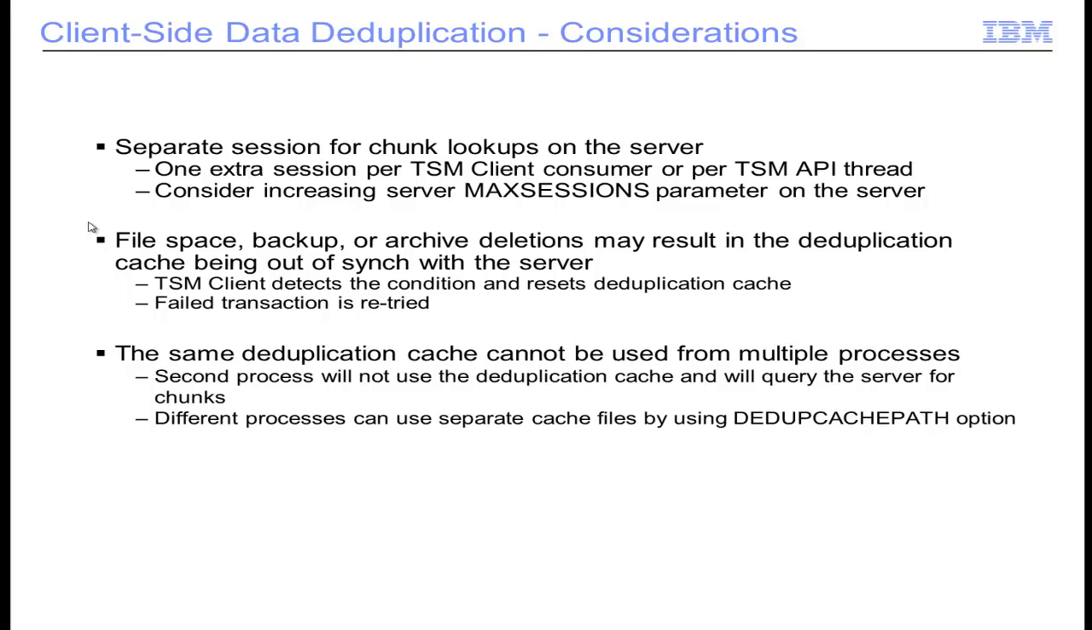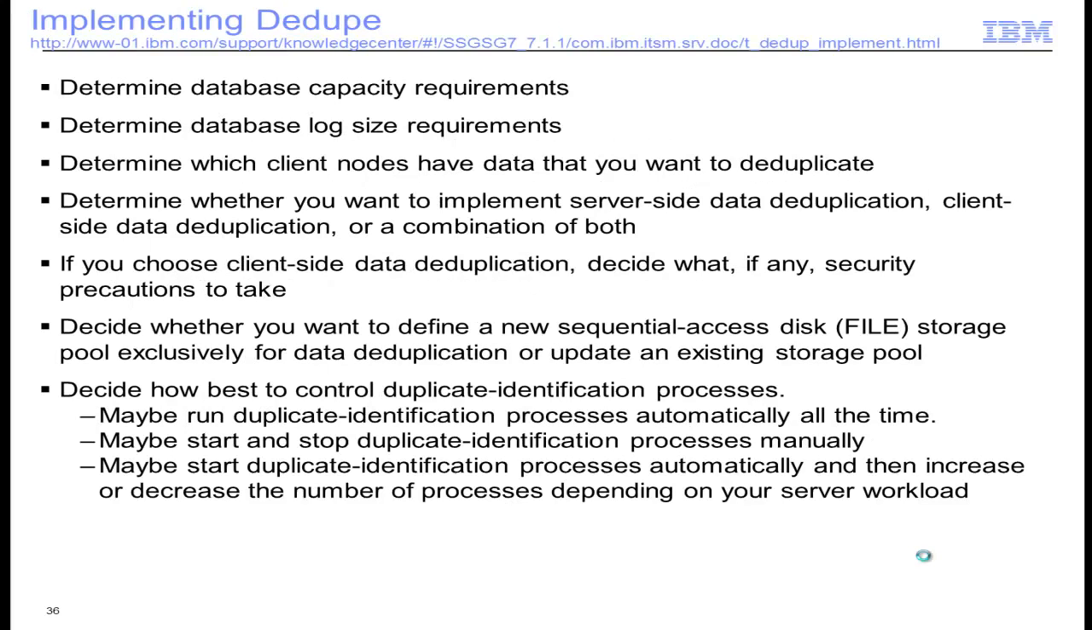One other consideration, if you're using multiple processes to do the backup, only one process can be utilizing the hash table that's stored in the local cache. The other processes will have to connect directly with the TSM server and get their hash information from the server itself. If you are implementing deduplication, here's a checklist that I took directly from our online support.